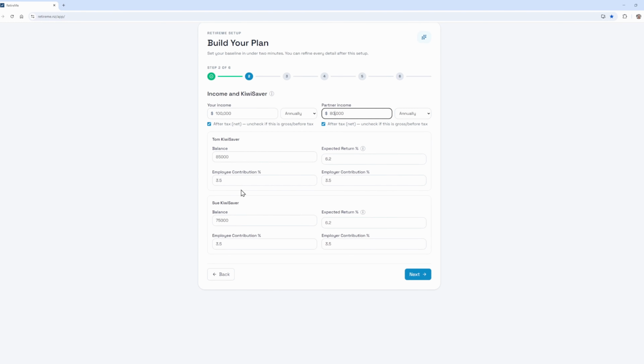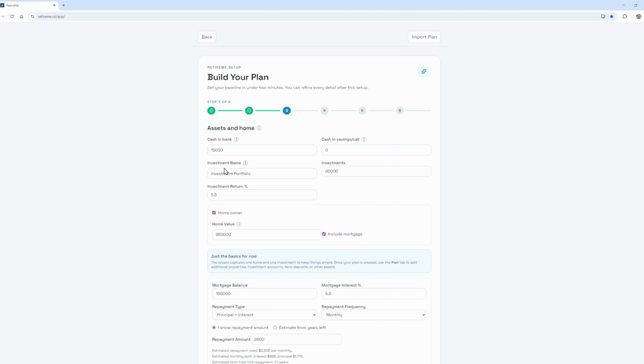Our KiwiSaver balances, say, I will go for $125,000. I'll keep the returns as they are. I'll keep the employer contributions as they are. This is now the new standard, 3.5% from April 2026. And let's say that Sue has maybe $95,000 because she's been working not as long as I have.